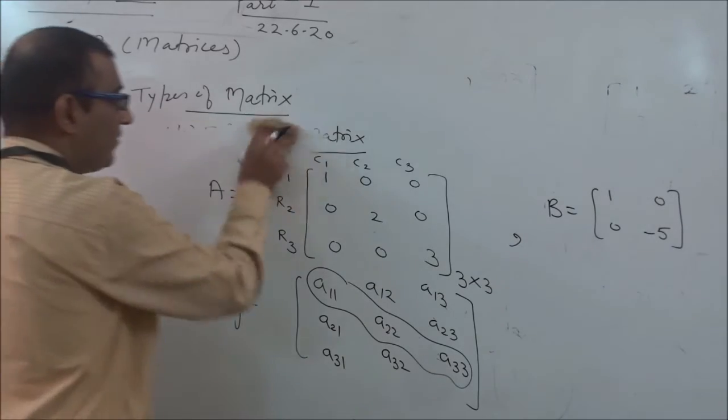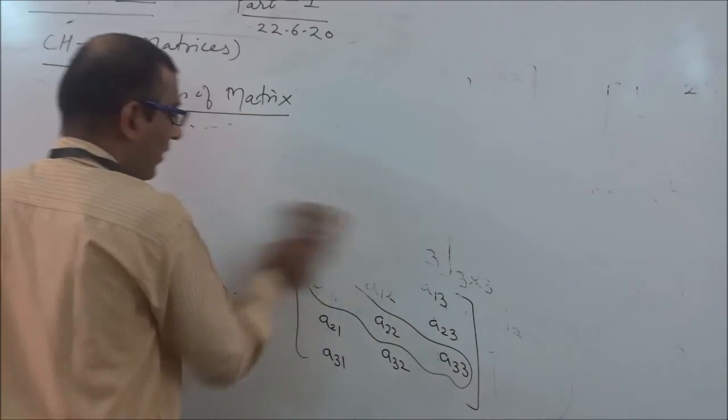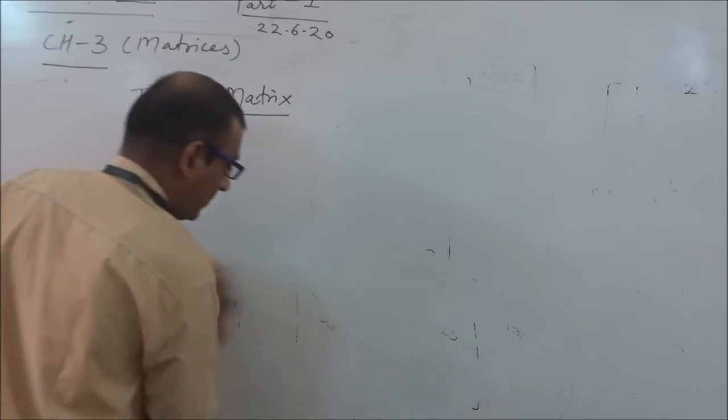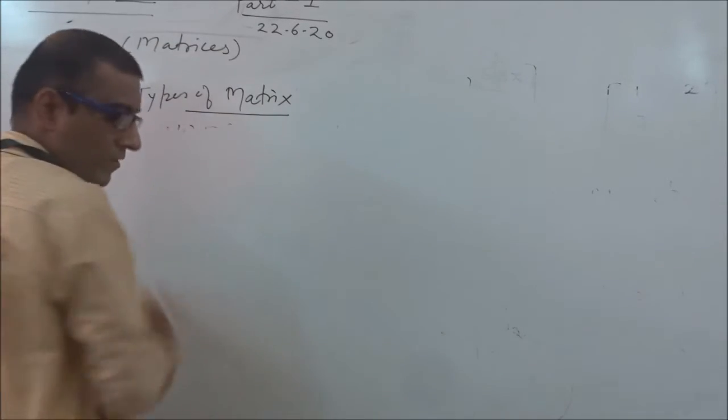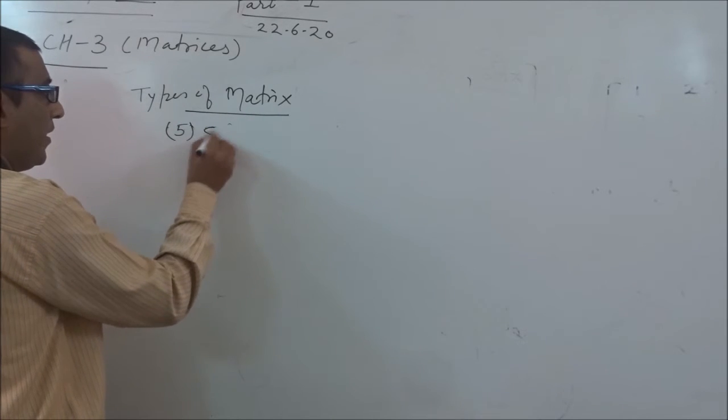After diagonal matrix, we will come to scalar matrix. So it is the 5th type, scalar matrix.